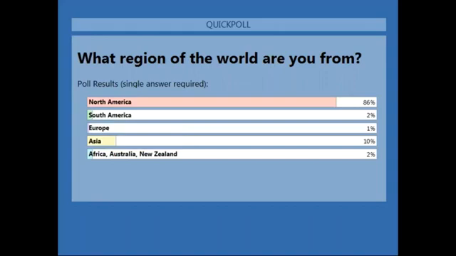So this shows that 86% of the audience today is from North America, 2% from South America, 1% from Europe, 10% from Asia, and 2% are from Africa, Australia, and New Zealand.